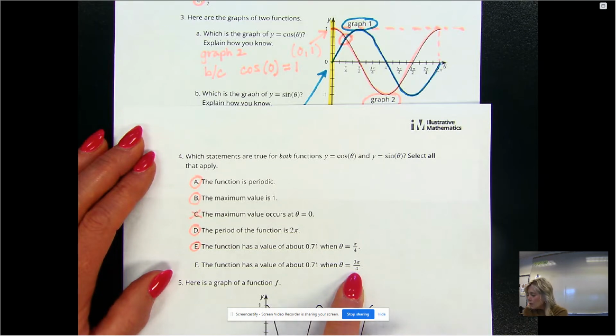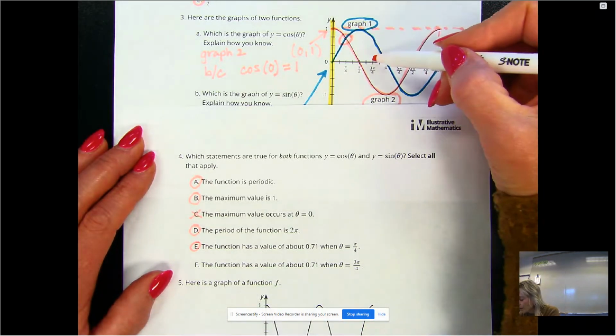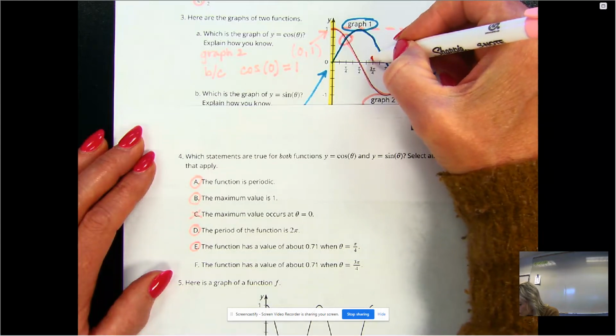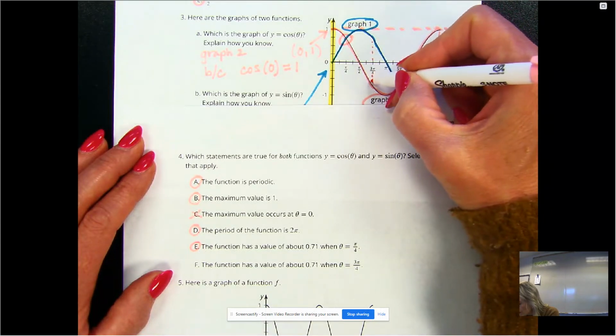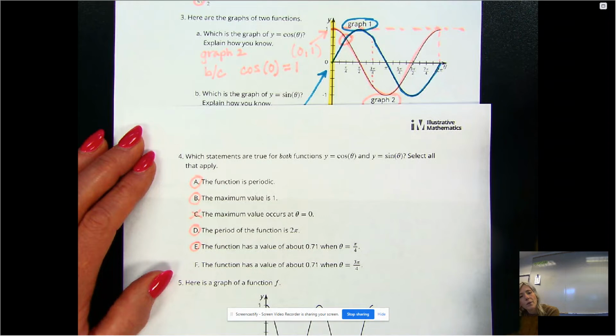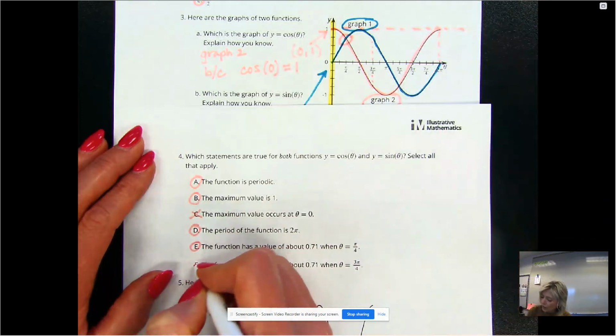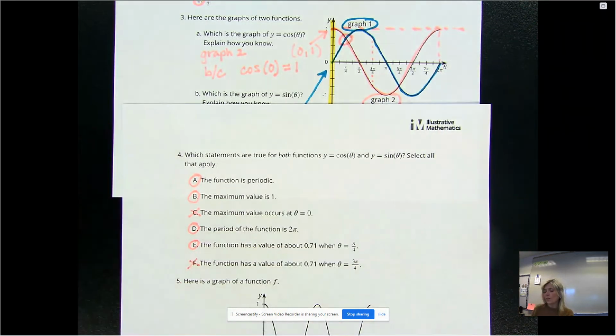And finally, the function has a value of about 0.71 when theta is equal to 3 pi over 4. So 3 pi over 4 is here. So true for cosine, not true for sine. Wait, other way around. True for sine, not true for cosine. So do not circle F. It's only true for sine, not cosine.